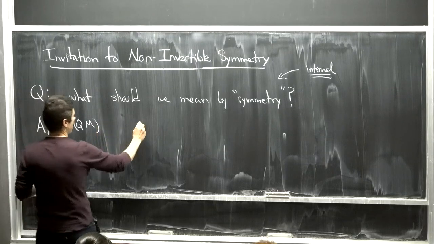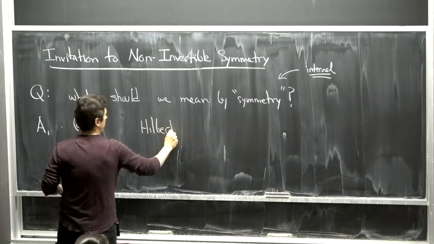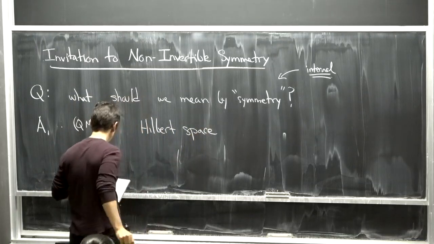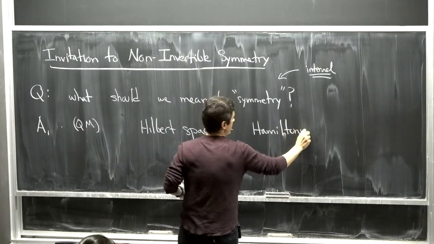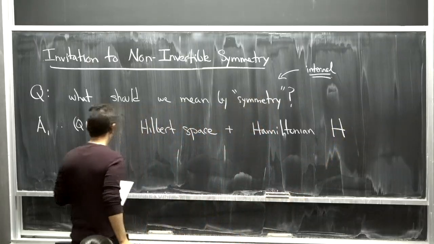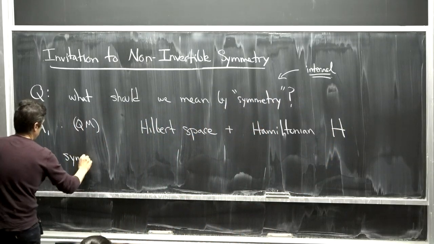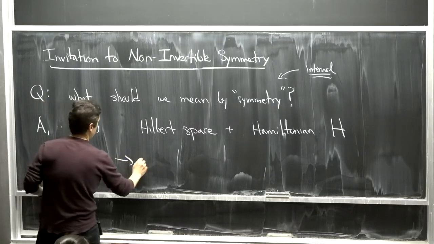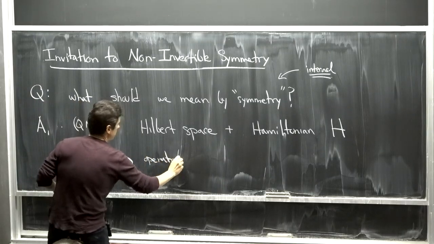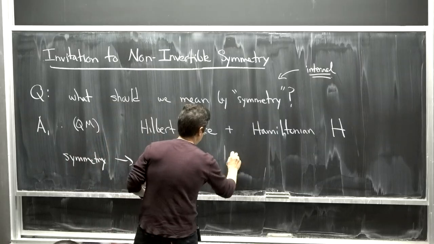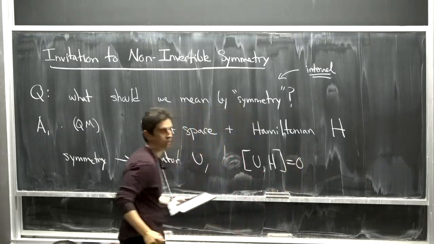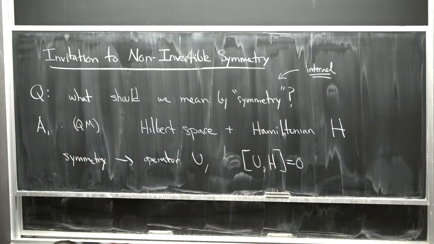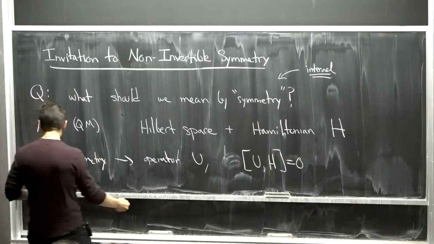So in quantum mechanics, what's our setup? We have a Hilbert space, and we have a Hamiltonian. This is basically it. And, well, what can we say? A symmetry, an internal symmetry, is an operator U with [U, H] = 0. Definitely we all agree on this point. And actually, in quantum mechanics, we don't have much more to work with, so maybe we should just stop here.